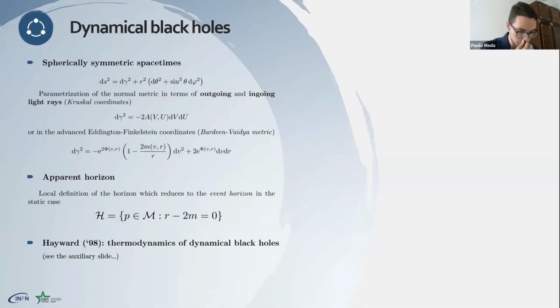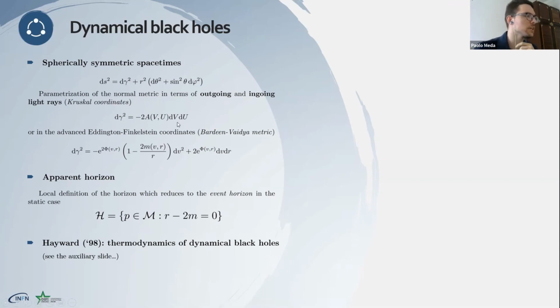Okay, from a general point of view, for dynamical black holes, we focus our attention on spherically symmetric spacetimes, whose metric is always given by the following line element. The line element is a sum of a two-dimensional normal line element, gamma squared, plus the standard two-sphere metric. The normal metric can be parameterized in different ways. A first choice is to parameterize the metric in terms of outgoing and ingoing light rays, a sort of classical coordinates for dynamical black holes.